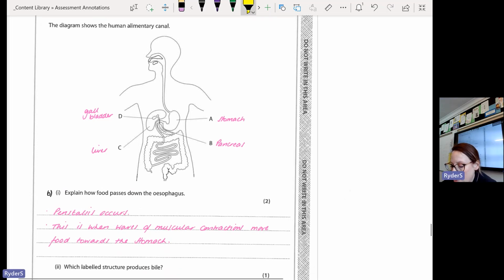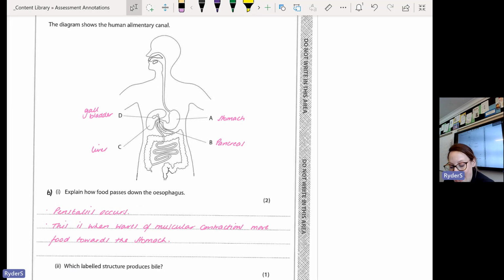Now, the second question was explaining how food passes down the esophagus. Now, most of you could not remember what peristalsis was. Okay, you couldn't remember that key word, so that meant that you could not get full marks for this question. You needed to know that peristalsis is how food moves through the digestive system due to muscle contractions. Okay, so the muscle contractions is 1 mark, and the actual word peristalsis is what is needed for the second mark.